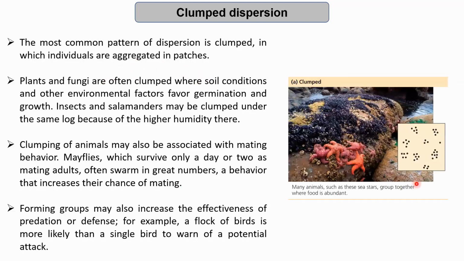The figure here represents how clumped dispersion looks. We can see that different clumps are formed within the population. An example is sea stars grouping together where food is abundant. So based on the availability of food, environmental conditions that allow better survival, conditions that allow better mating, or the effectiveness of predation or defense, these organisms usually remain in clumps, and they occur in the clumped dispersion pattern within the population. The next dispersion pattern is the uniform dispersion pattern.